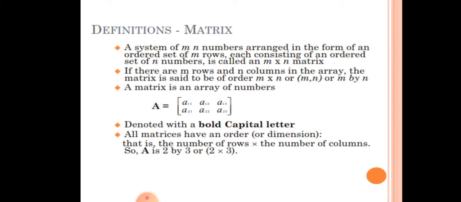A matrix, an array of numbers, is denoted by a capital letter A. Matrices have an order or dimension, that is, the number of rows into the number of columns. That is, if A is a 2 cross 3 matrix, it means 2 is the number of rows and 3 is the number of columns.